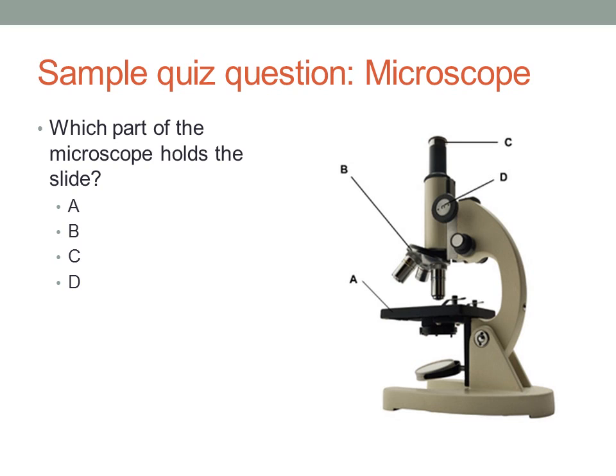By now you should have completed the microscope lab. In that lab you should have reviewed which part of the microscope does certain functions. For this question on the quiz, it asks which part of the microscope holds the slide. Remember, the slide is what has the specimen that you're looking at. So is it A, B, C, or D? The best answer for this one would be A, and we actually call it a stage. The stage is what holds the slide in place so that we can look at it through the lens.